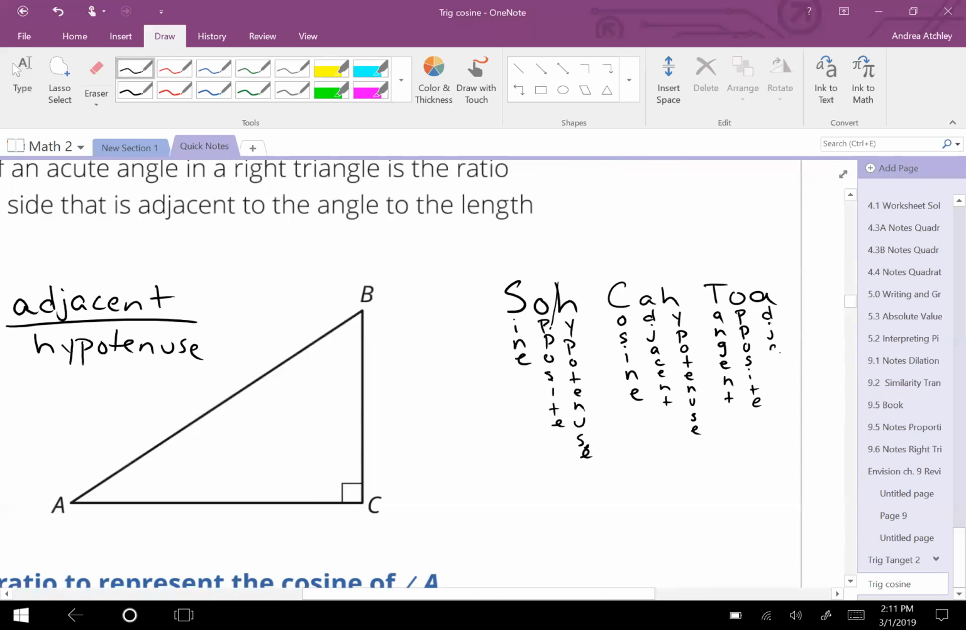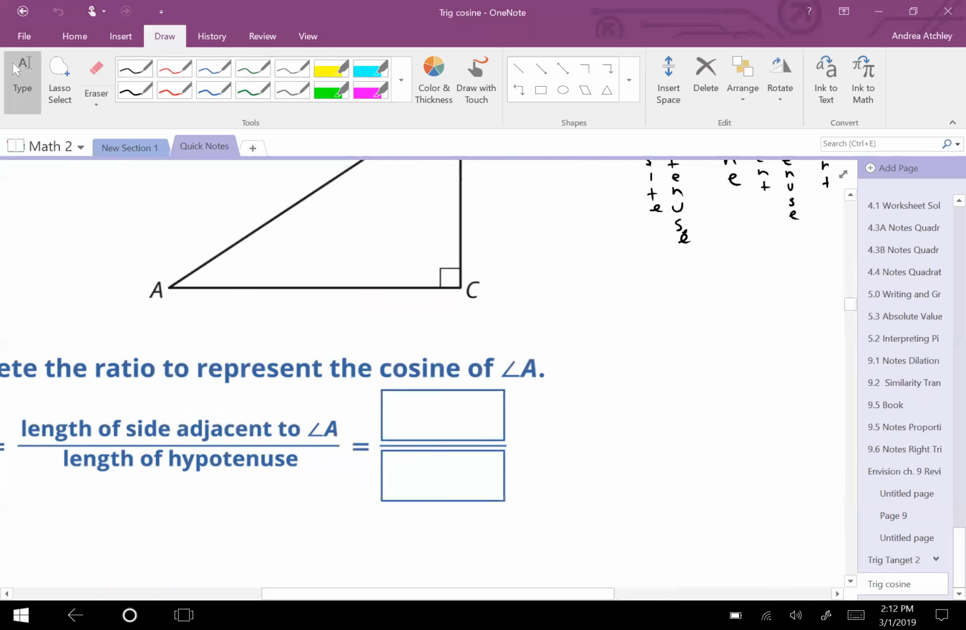Okay, if you can remember SOHCAHTOA, then that can give you a reminder when you're doing any quiz or test, just to double check your ratios. What over what? It will also help you identify which trig function you're going to use when you're solving for a side of a right triangle.